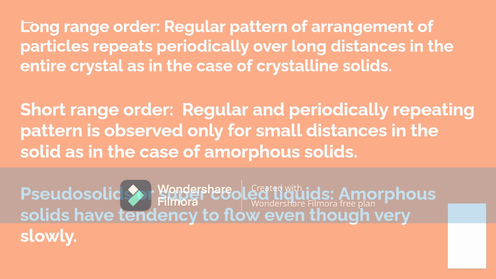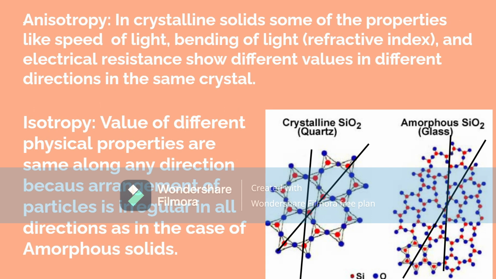Okay, even though it is very slow, they have a tendency to flow. Now we will discuss anisotropy and isotropy. What is anisotropy? If you observe crystalline solids, some of the physical properties, like speed of light, bending of light (which is nothing but refractive index), and electrical resistance, show different values in different directions in the same crystal.